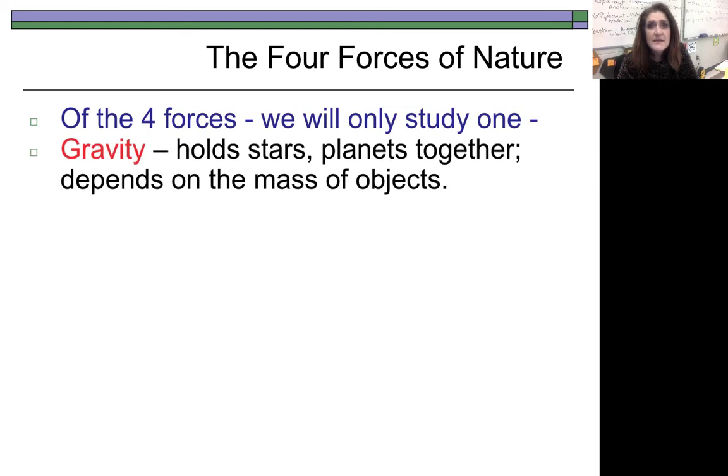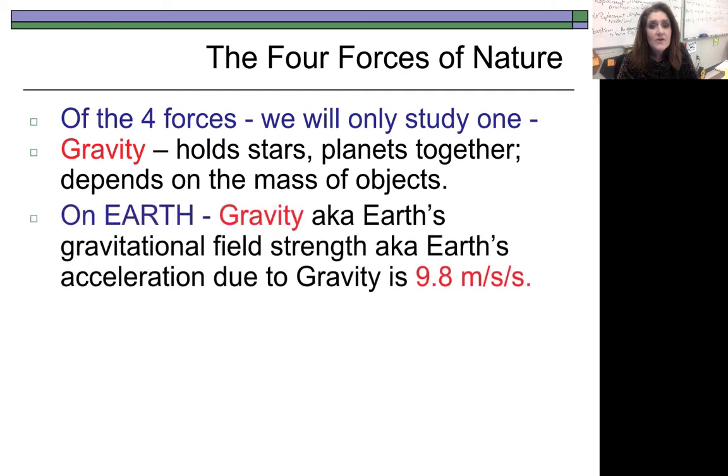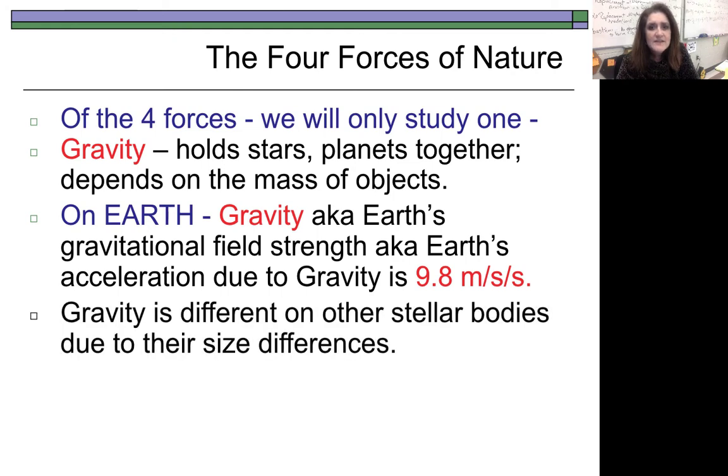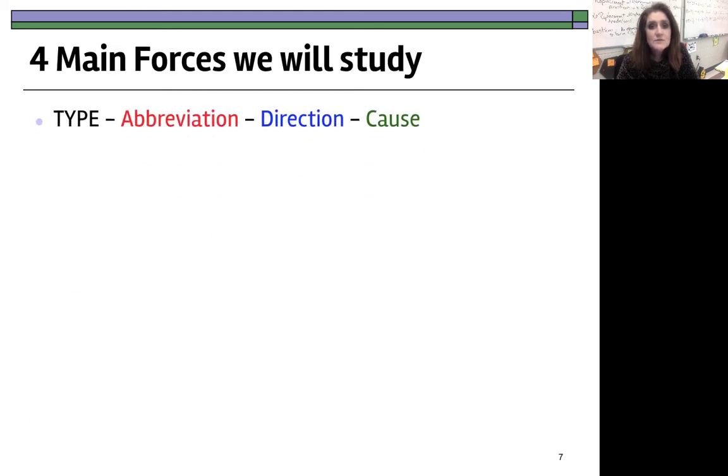Gravity is what holds planets and stars together, and it depends on the mass of the objects. On Earth, gravity, or Earth's gravitational field strength, or Earth's acceleration due to gravity, is 9.8 meters per second per second. Gravity is different on other stellar bodies due to their size differences. The four main forces we will study are going to be given to you as the type, the abbreviation, the direction, and the cause. You may want to color code these in your notes as well.